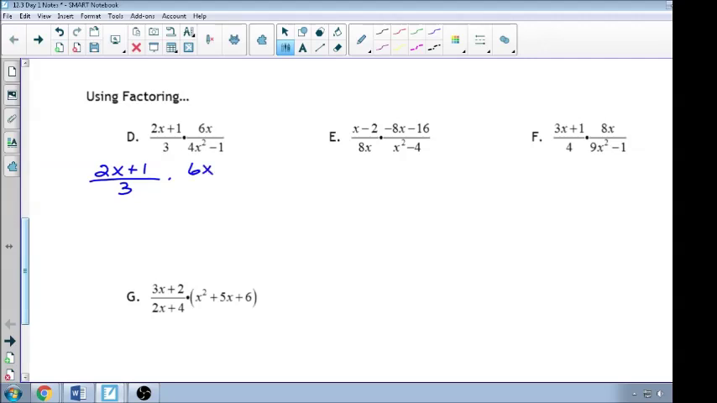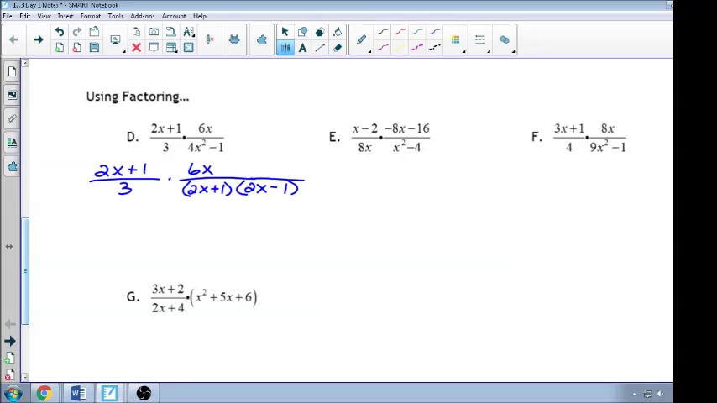The top right is a 6x. Again, nothing I can do with that. 4x squared minus 1, though, I can do something. 4x squared and 1 are both perfect squares. So what I can do is take the difference of two squares. The square root of 4x squared is 2x, so that goes at the beginning. The square root of 1 is 1, so that goes at the end. Positive, negative.